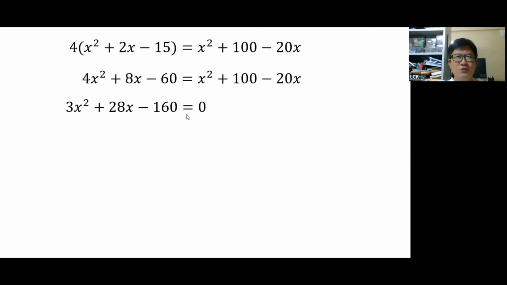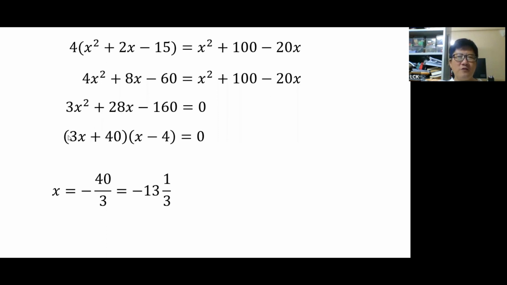And from here, you form your quadratic equation. 4x squared minus x squared is 3x squared. 8x minus 20x is plus 28x. You bring this over, is plus 20x. So 8x plus 20x is 28x. Minus 60, when you bring that over, is minus 160. Factorize it. Get your solutions. From here, you get x equals to minus 40 over 3. From here, you get x equals to 4.